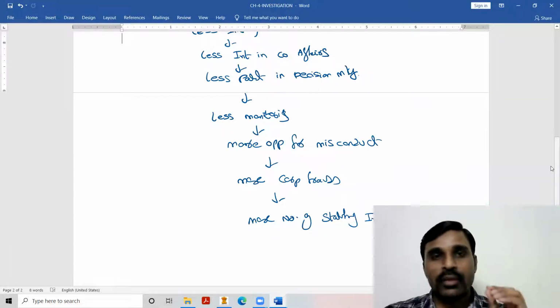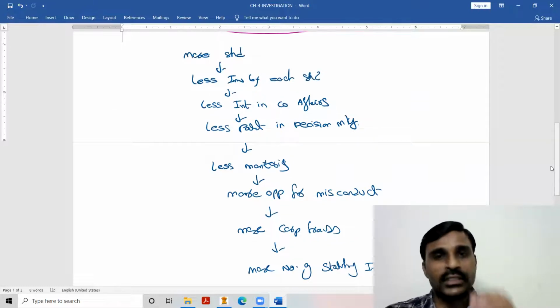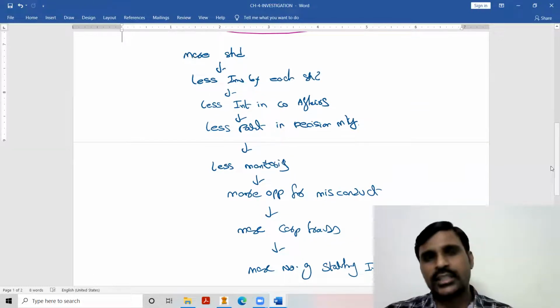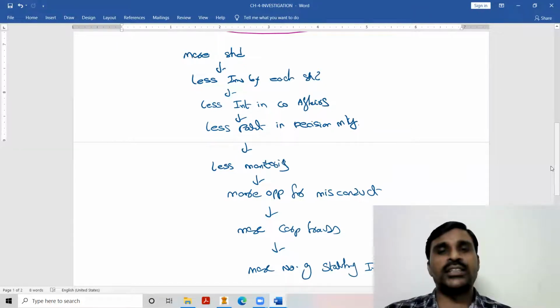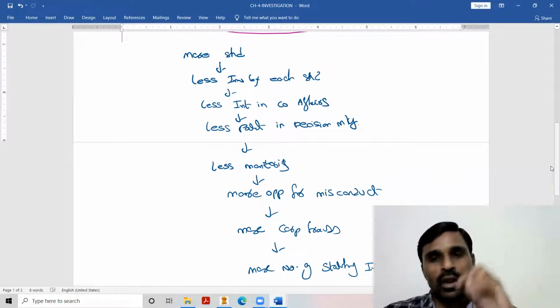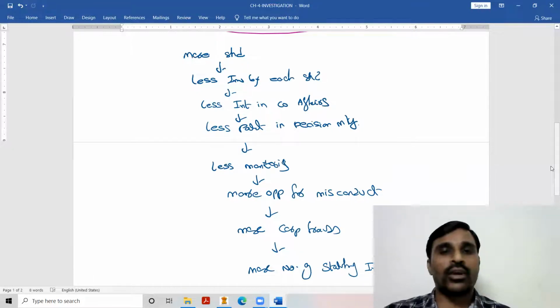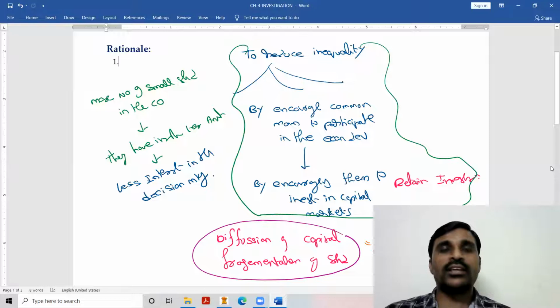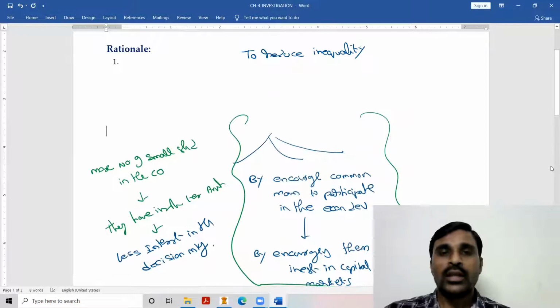So the government is encouraging more people, therefore more shareholders, less investment by each shareholder, and less interest in the company's affairs because of less investment. Less interest results in less participation in decision making and less attendance in the general meeting, resulting in less monitoring, therefore more opportunity for misconduct, resulting in more corporate frauds and more statutory investigations. So one of the reasons for increasing frauds is diffusion of capital and fragmentation of shareholders.